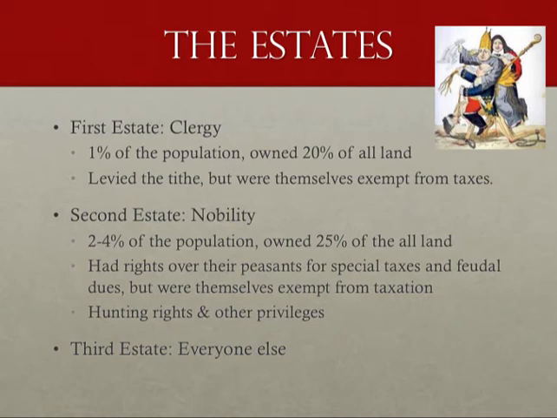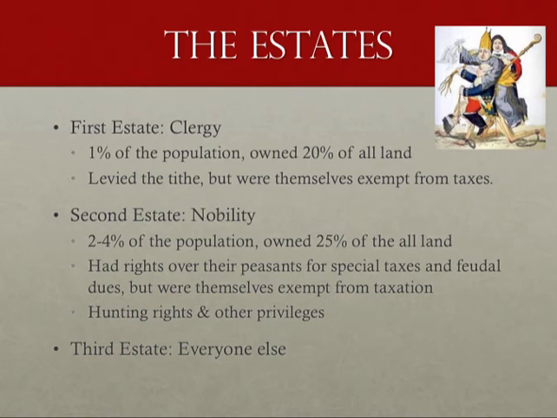Those who fight, the nobility, 2 to 4% of the population, own about 25% of all the land. So between the first two estates, almost half the land in all of France is owned by approximately 5% of the population. They have rights over their peasants for taxes, for feudal dues, the corvée, the taille, all these sorts of things. They have hunting rights and other privileges. Their parks are forbidden for peasants to enter. They are exempt from taxation themselves. A great deal goes along with being a nobleman during this time.